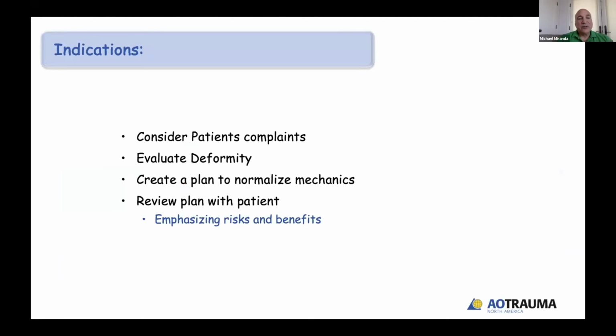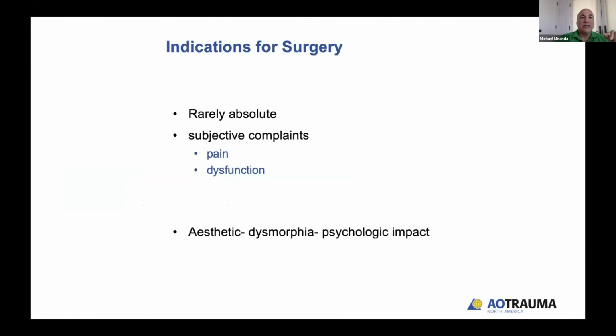So next, with regard to indications for these patients, you have to really look at the patient's complaints with regard to their malrotation, understand the deformity. You want to create that plan and then review that plan. The indications for surgery for malrotations are rarely absolute. We'll go through what the current recommendations are. But the patients' complaints are very, very important. You want to make sure that you understand where their pain is coming from and the degree of dysfunction.